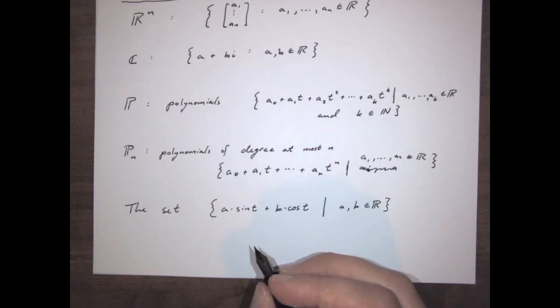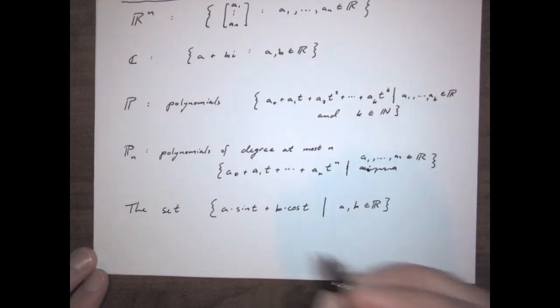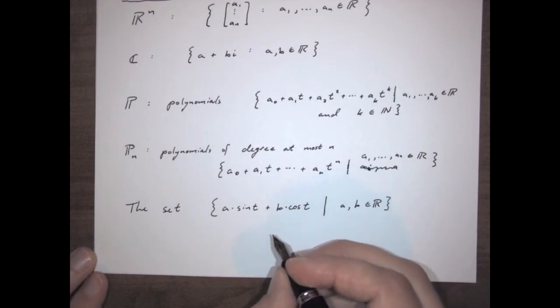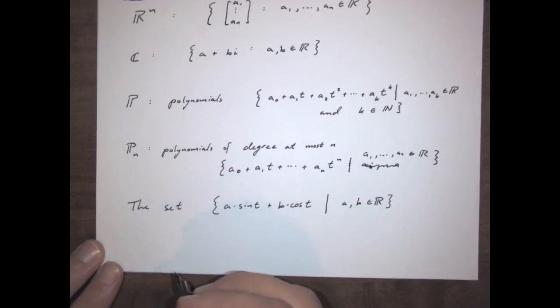Can I multiply them by a scalar and get something that's still in the set? Yes, I can. So things like this would still be in the set, and this is a smaller case of what are called trigonometric polynomials, which we'll look at right at the very end of the class.